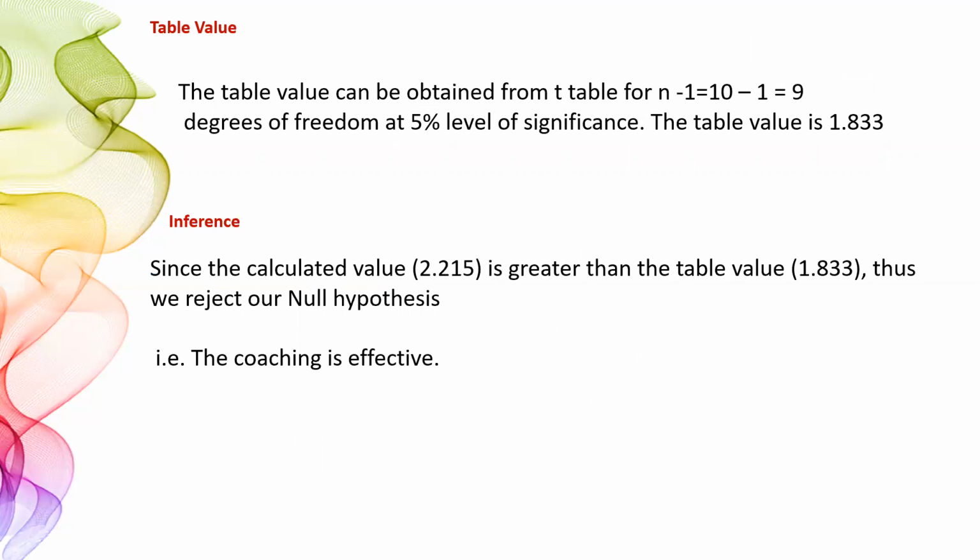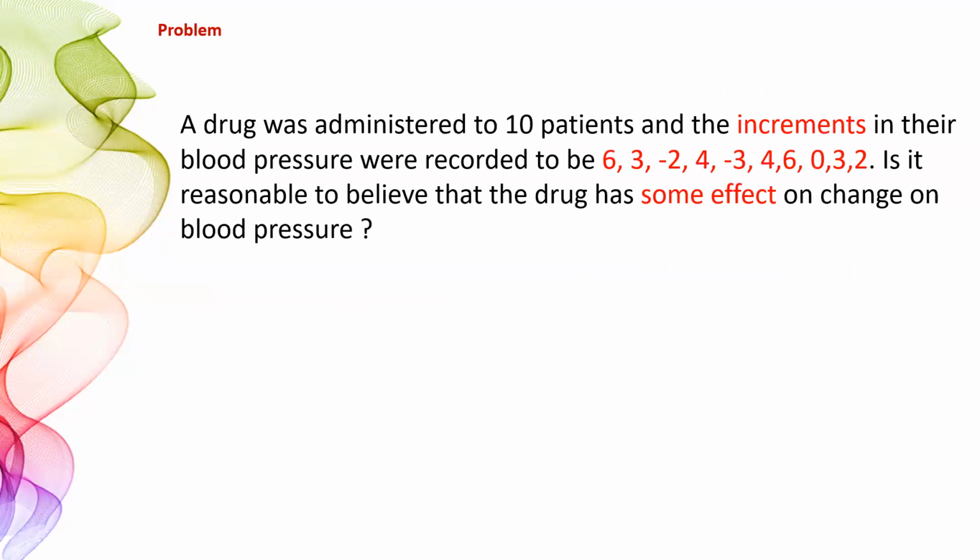Now we have to conclude the problem. The inference goes like this: since the calculated value 2.215 is greater than the table value 1.833, we reject our null hypothesis. So we conclude that the coaching is effective. Next, we'll see the next problem.